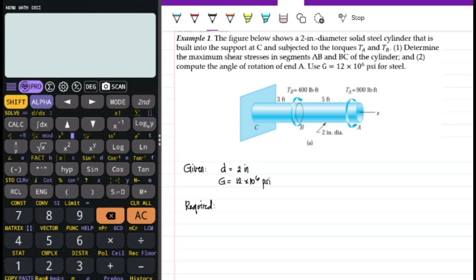First, we write our given. We have the diameter, which is 2 inches, and G, 12 times 10 to the power of 6 psi. What is required for us to solve is the maximum shear stress in segments AB and BC, and also, we are to compute the angle of rotation. Now, this is our first example for torsion.